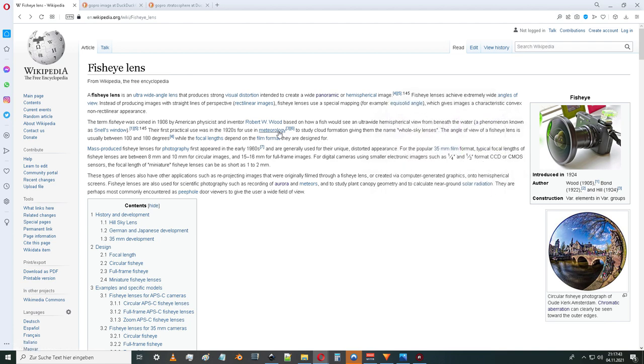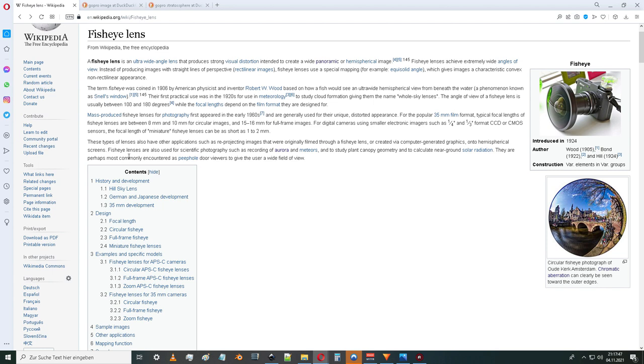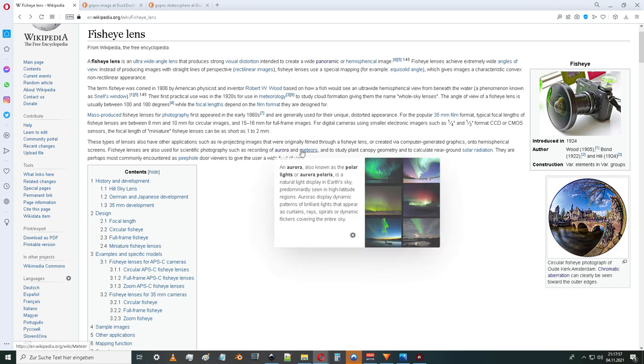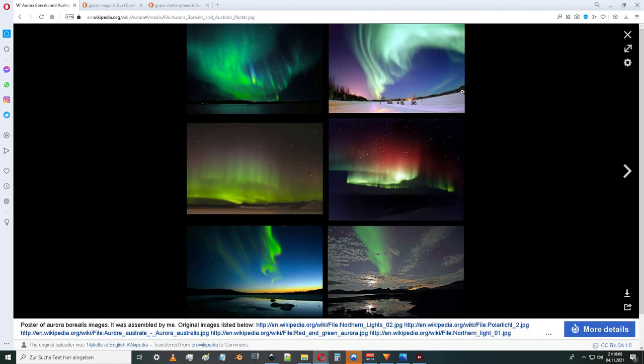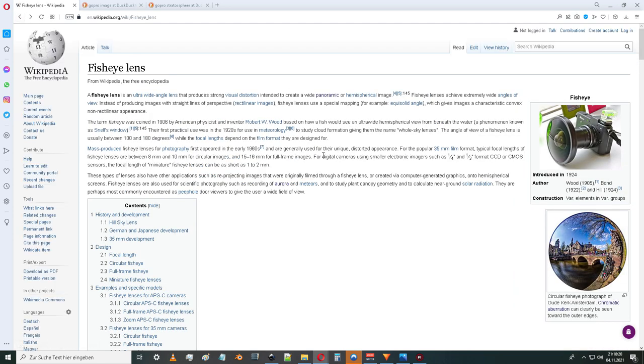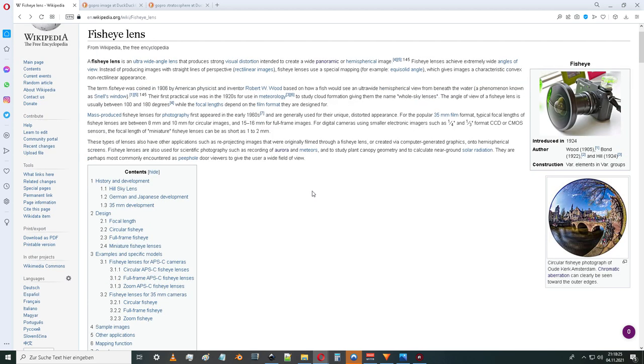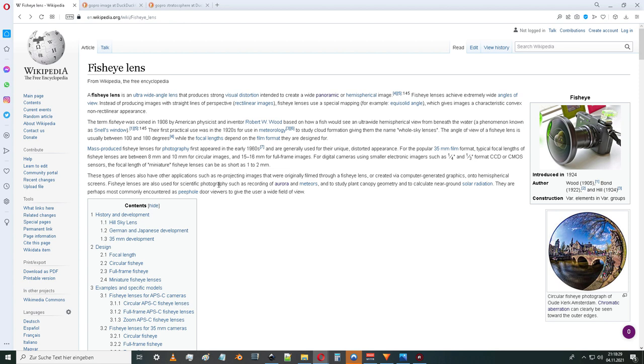Extremely wide angles. Yeah. Fisheye lenses are also used for scientific photography, such as recording of aurora and meteors. Let's see. There, you can see the distortion to the center. There's somewhere the center, and there is a distortion. That is definitely a fisheye lens. The others, I don't know, maybe a less distorting fisheye lens, I guess. The only thing that Wikipedia's not telling you is that you also have many recordings of stratosphere footage with fisheye lenses, but we'll go over that later.